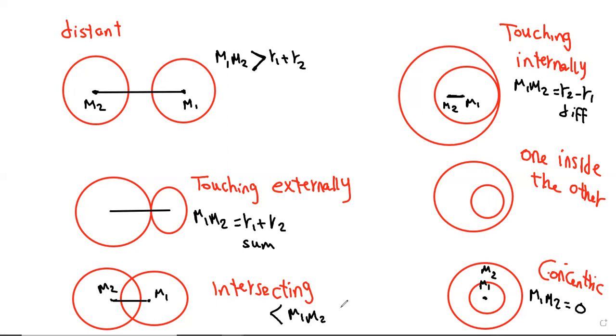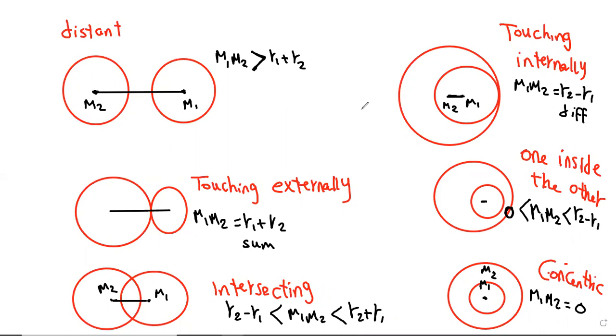If they are two intersecting circles, you will find M1, M2, if you remember, is greater than the difference and less than the sum. We have studied it in Prep 3. And if we have one inside the other, M1, M2 in this case, the line of centers, is greater than 0 and less than the difference, R2 minus R1.